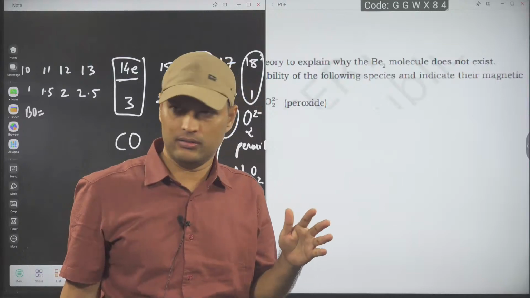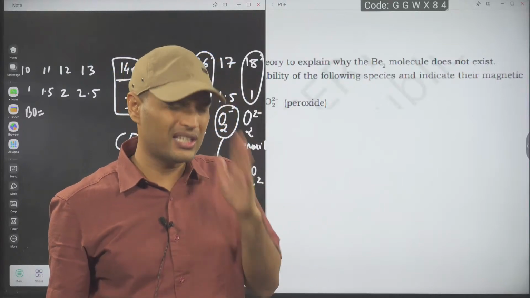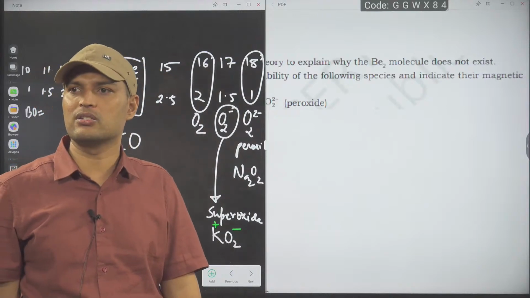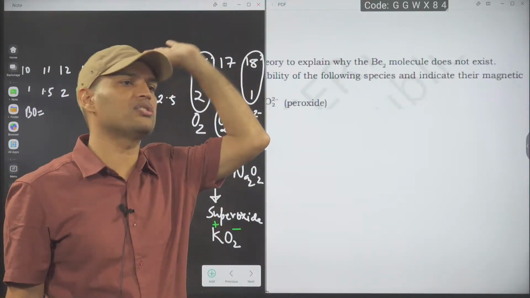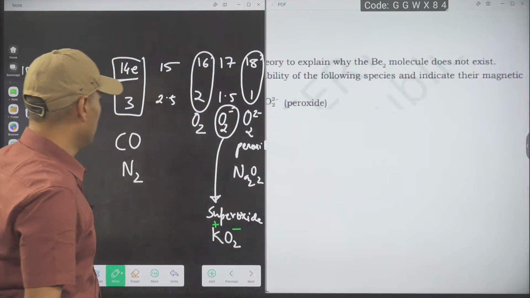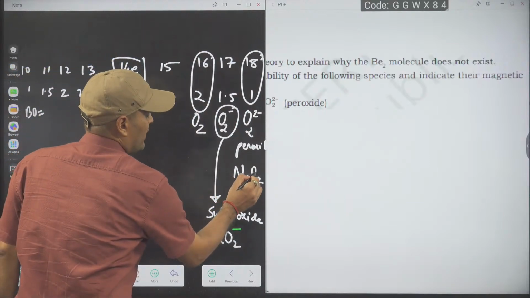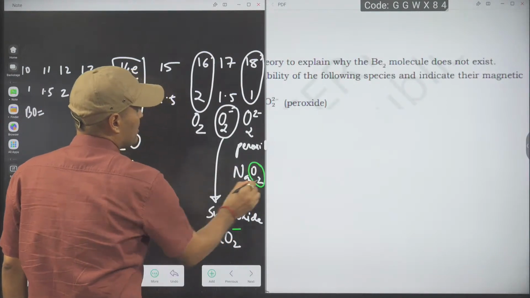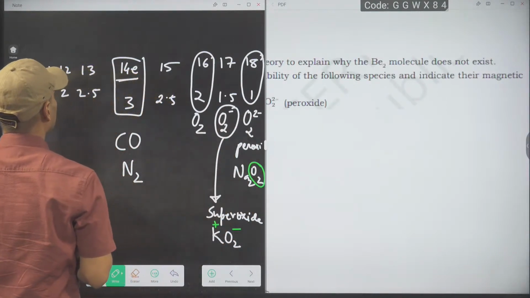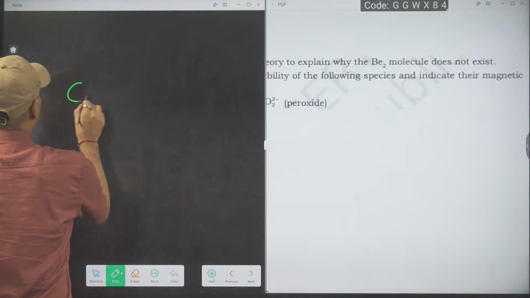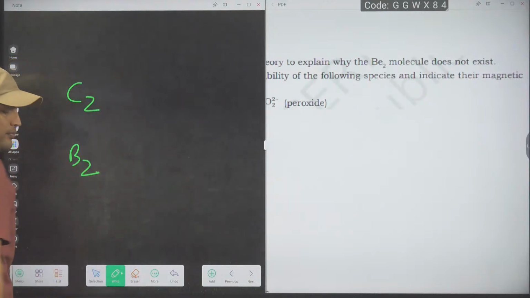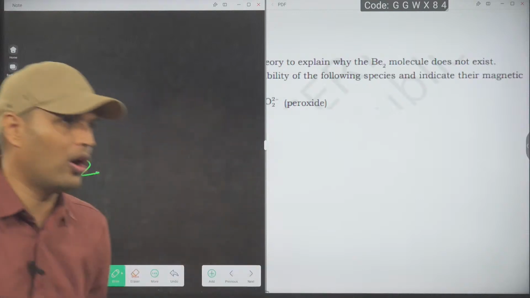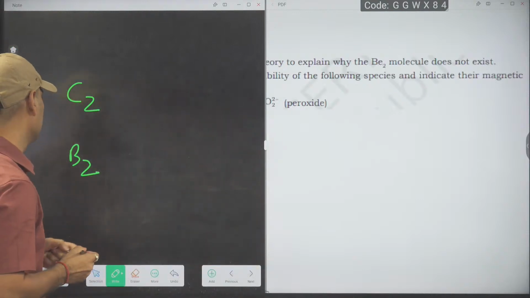NCERT is not telling. So to avoid mistakes, keep in mind we will apply it in diatomic species. If phosphate bond order or SO4 sulfate is asked, then that question is different. They can ask you to tell the bond order in Na2O2. You know this is peroxide, so 1. Okay. Now can you tell me the bond order of B2 and C2?